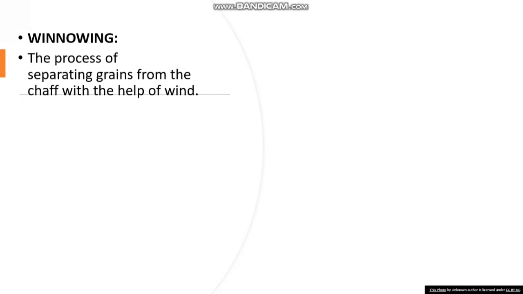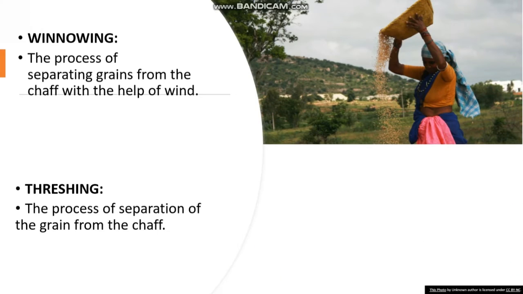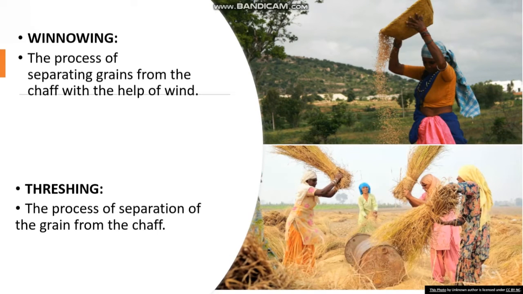Winnowing. The process of separating grains from the chaff with the help of wind. Threshing. The process of separation of grain from the chaff.